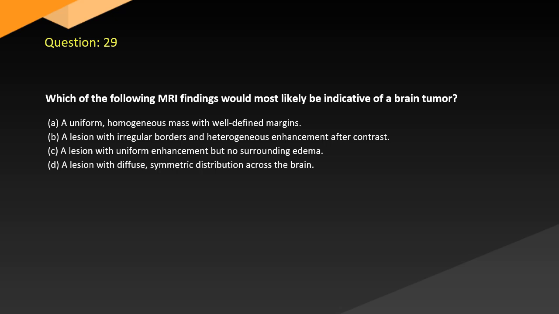Question 29. Which of the following MRI findings would most likely be indicative of a brain tumor? A. A uniform, homogeneous mass with well-defined margins. B. A lesion with irregular borders and heterogeneous enhancement after contrast. C. A lesion with uniform enhancement but no surrounding edema. D. A lesion with diffuse symmetric distribution across the brain.